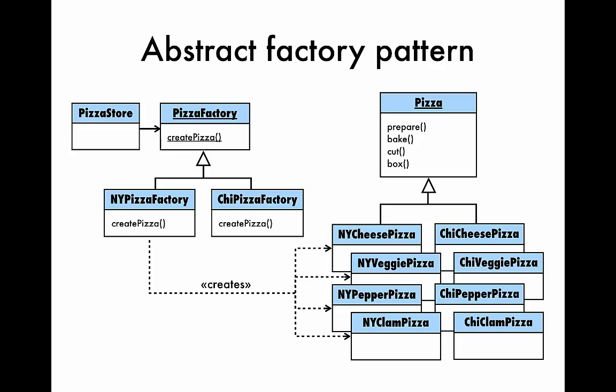If there's more than one kind of factory that you might want to use for creating pizzas, you can use an abstract pizza factory in place of the simple pizza factory and implement it in different ways. Here we have an abstract pizza factory implemented by number 1, a New York pizza factory that creates New York style pizzas, and number 2, a Chicago pizza factory that creates Chicago style pizzas. This abstraction turns the simple factory pattern into an abstract factory pattern.